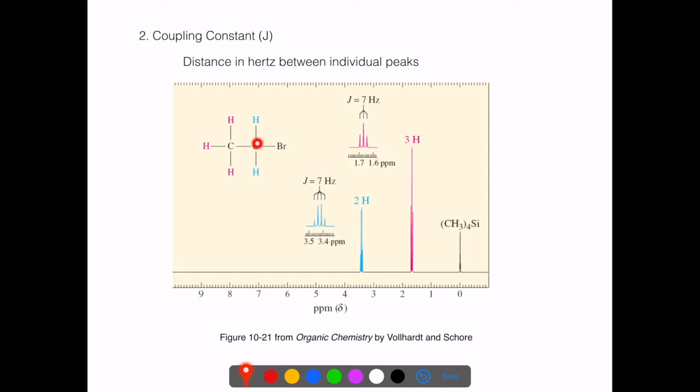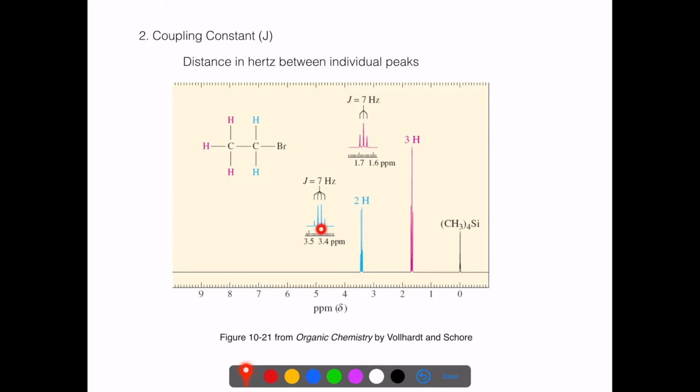Also, these 2 blue hydrogens are within 3 chemical bonds of these 3 red ones, so the N value is 3 because there are 3 non-equivalent neighbors. So N equals 3, and 3 plus 1 is 4. Notice that the blue hydrogens have their signal split 1, 2, 3, 4 times. So there are 4 peaks in their signal. Hence the N+1 rule applies with these.